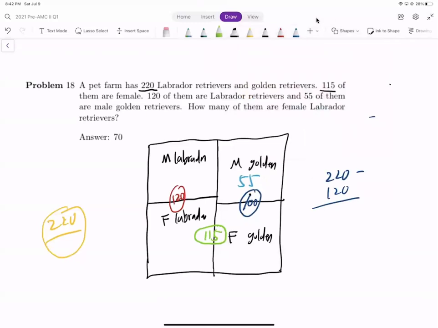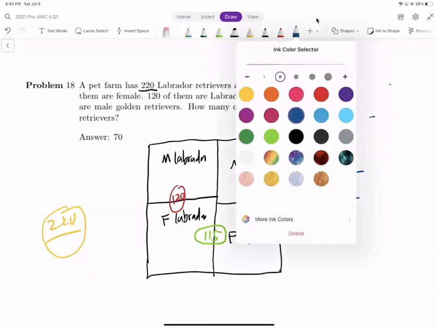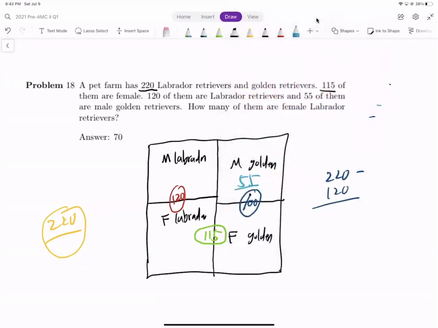So 55 of them are male. Then female will be equal to 100 minus 55, which will be 45. And then because the total female is 115, the female Labradors will be 115 minus 45. So then we get 70.